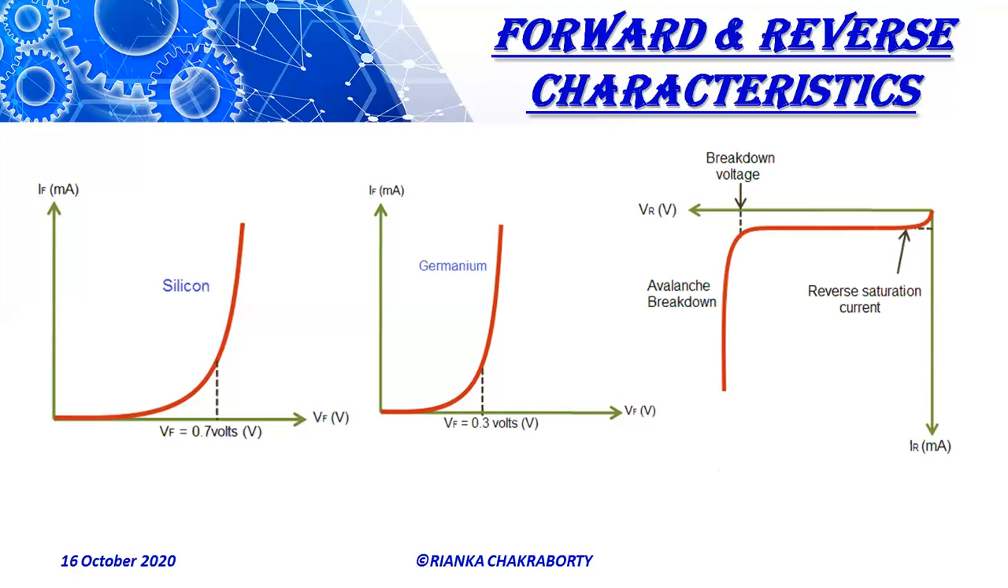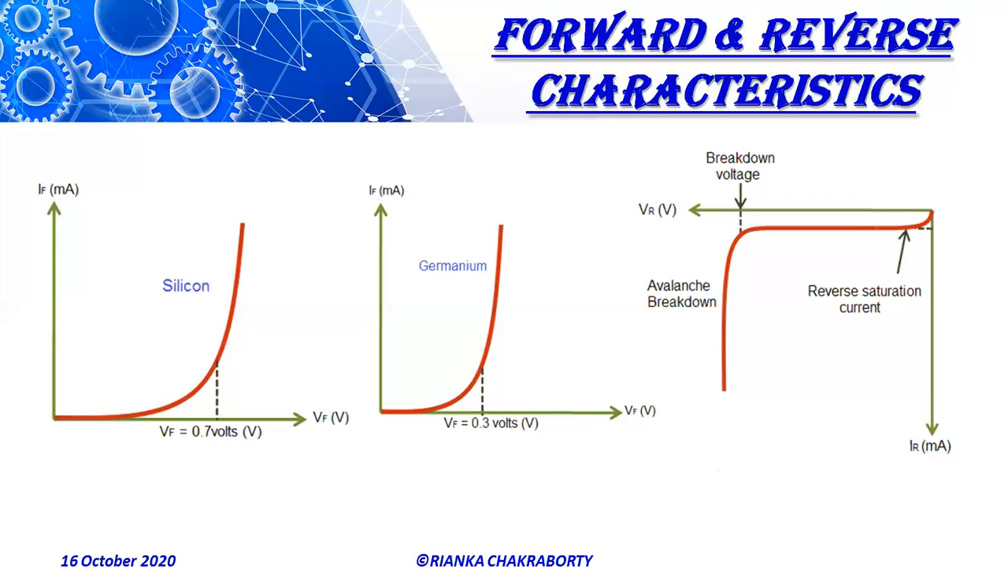If the negative terminal of the battery is connected to the p-type semiconductor and the positive terminal of the battery is connected to the n-type semiconductor, the diode is said to be in reverse bias. That we all know. In reverse bias PN junction, VR represents the reverse voltage and IR represents the reverse current.